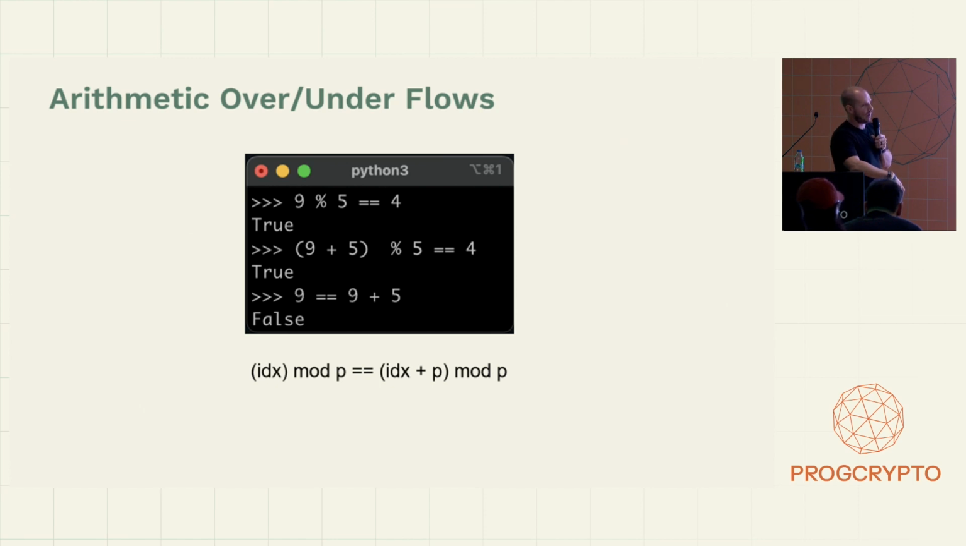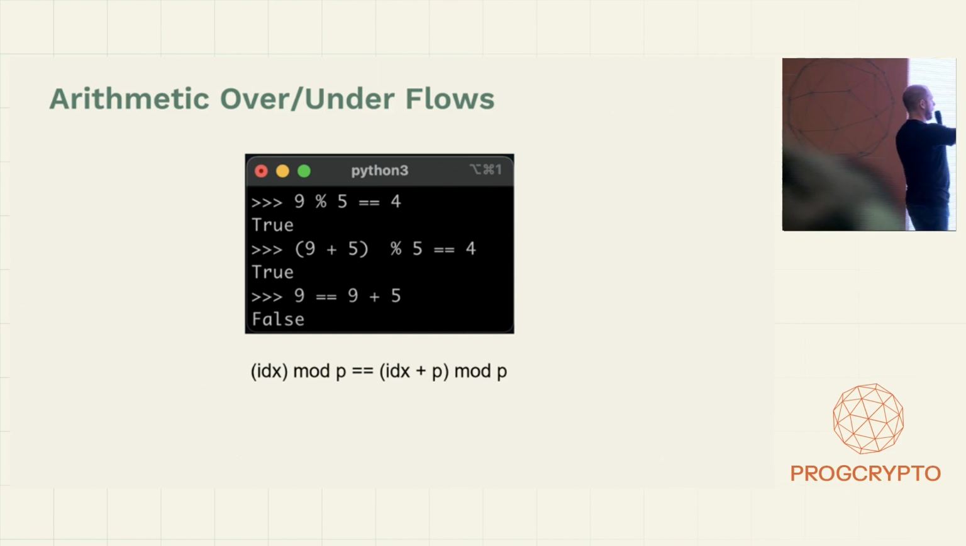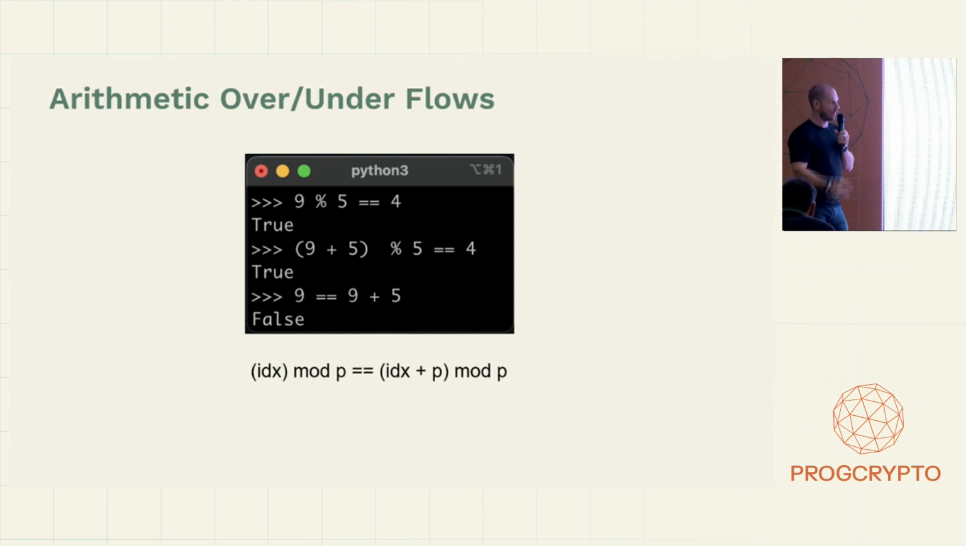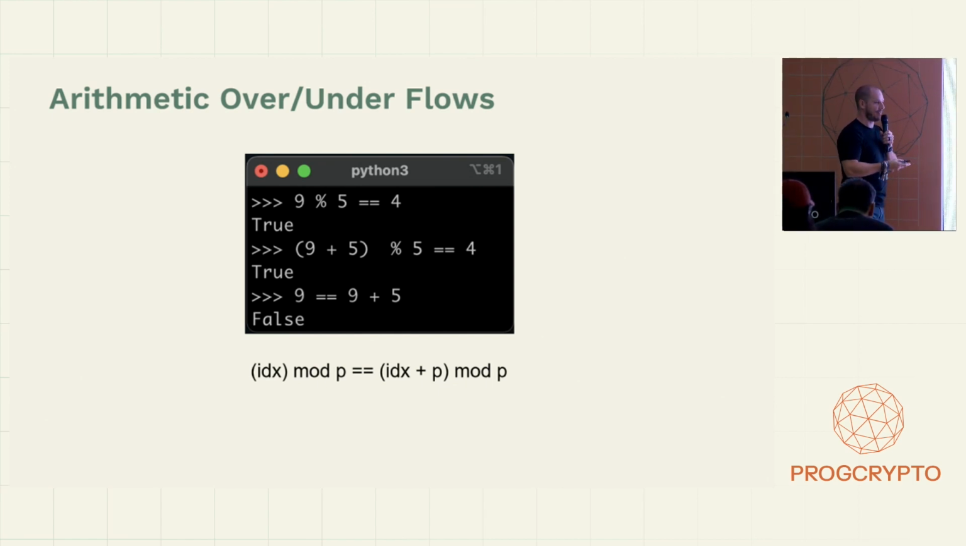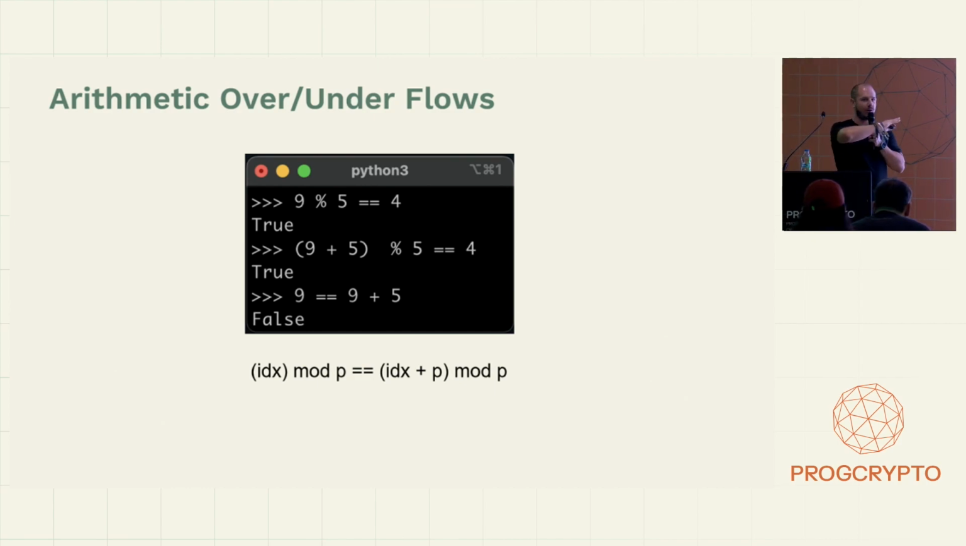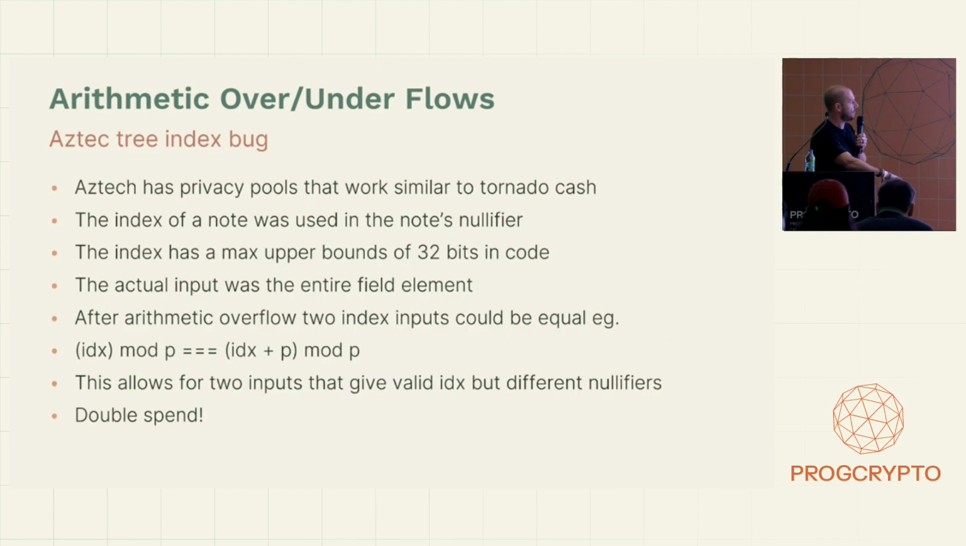This is one way to think about this, and I spend a lot more time on this arithmetic underflow and overflow because I want to drill this in, because this is the most common bug type we see by far. So this statement right here, 9 mod 5 equals 4. True. 9 plus 5 mod 5 equals 4 also. Isn't that interesting? 9 does not equal 9 plus 5. This is the root of all of these problems. This one's really bad. So Aztec had a privacy pool that works similar to Tornado Cash.